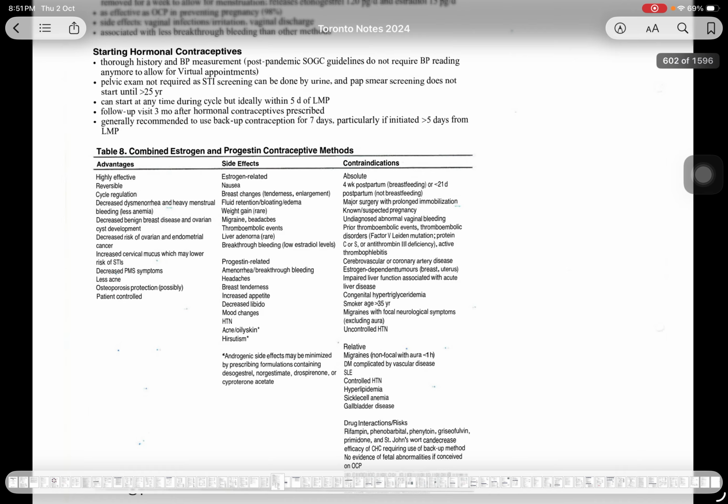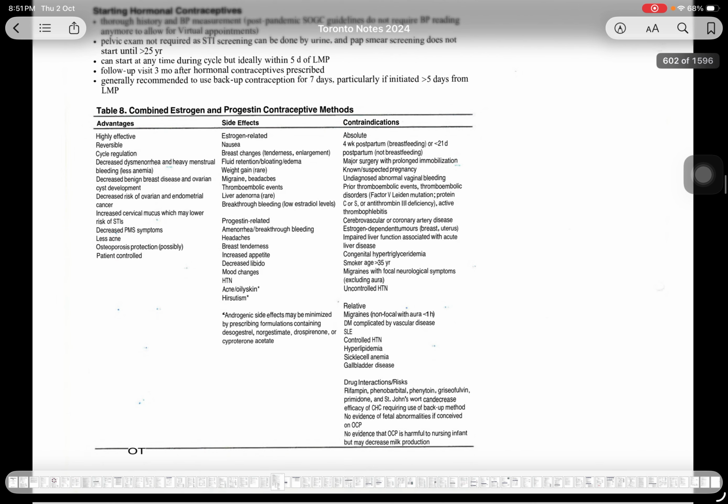It is generally recommended to use backup contraception for 7 days, particularly if initiated more than 5 days from her LMP. Let's say a patient has had her menstrual cycle, and right after finishing it she started on contraception, then there's no room for her to become pregnant. But still we keep backup contraception. We advise backup contraception for a week if she was started in the middle of her cycle. Let's say she was 2 weeks away from her cycle and was started on contraception, then we recommend backup contraception for 7 days at least.